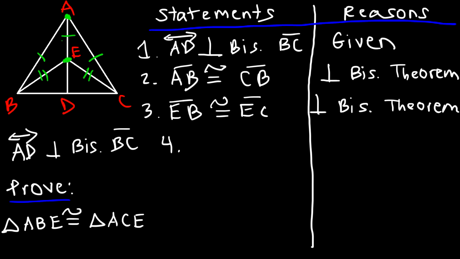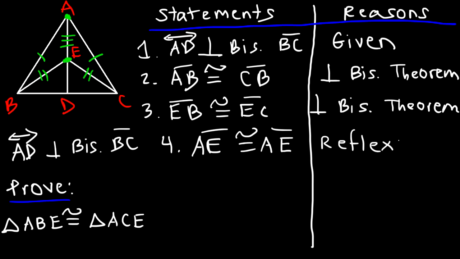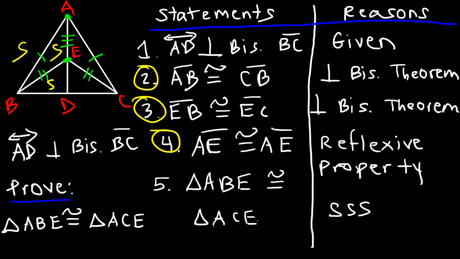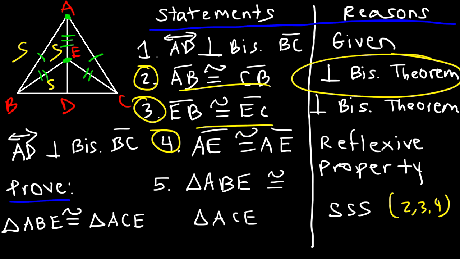So now we can say that AE is a common side to those two triangles. So AE is congruent to itself based on the reflexive property. So now in step 5, we could say that triangle ABE is congruent to triangle ACE. And this is based on the side-side-side postulate. And we've used statements 2, 3, and 4 to arrive at that conclusion. And so that's how you can use the perpendicular bisector theorem to establish that certain segments are congruent in a 2-column proof.